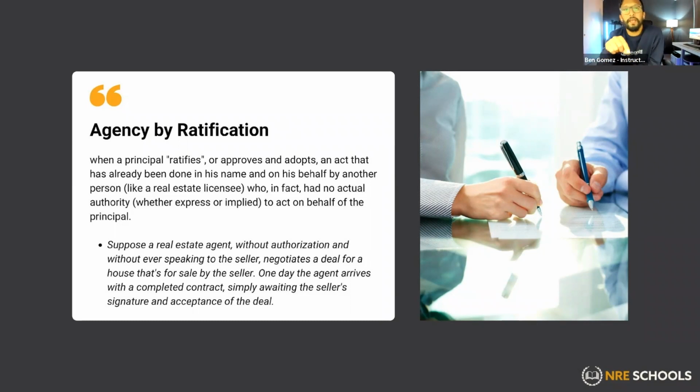The act of ratification is him actually signing the piece of paper. This is when the principal approves or adopts an act that has already been done in his name. I already negotiated on behalf of Eugene, made the deal. Now I just need to get it on paper and signed. That is ratification. The key word for this one is ratification, which is just the act of signing.